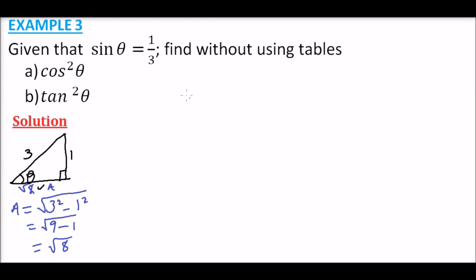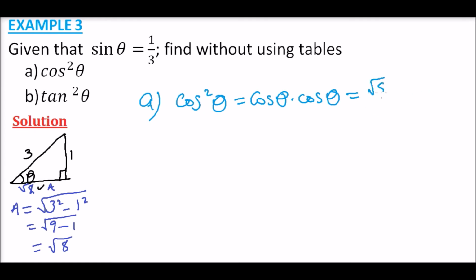Having obtained the adjacent side, we can come up with part A of the question. A says cos squared theta, which we can expand as cos theta multiplied by cos theta, and from our sketch here, cos theta is equal to adjacent over hypotenuse. So it is root 8, which is the adjacent side, divided by 3, the hypotenuse, multiplied by another cosine, root 8 divided by 3. When you open the bracket, the root of 8 multiplied by the root of 8 gives you 8, divided by 3 times 3 is 9. So cos squared theta is equal to 8 over 9.